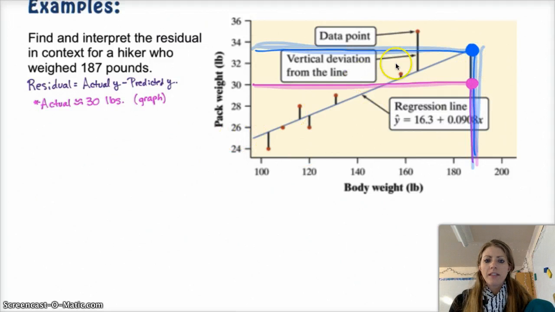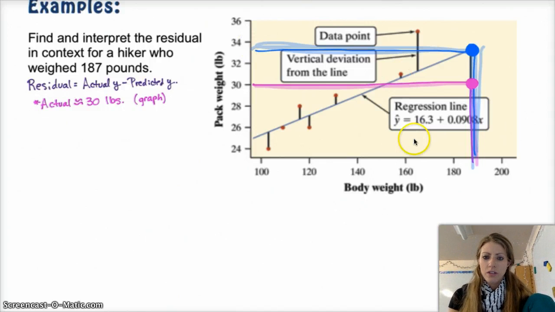Now the line of best fit, the least squares regression line, is here, that line that's drawn in. And then here would be your prediction using the line of best fit. The blue is where you are going to expect your prediction to be. It's going to be around 33, but you have to actually calculate it. So using the least squares regression line, y hat equals 16.3 plus 0.0908x, that is the predicted pack weight is equal to 16.3 plus 0.09 times their body weight.